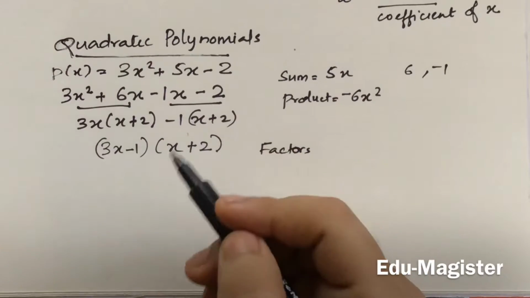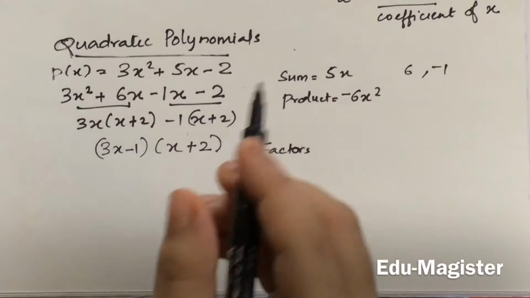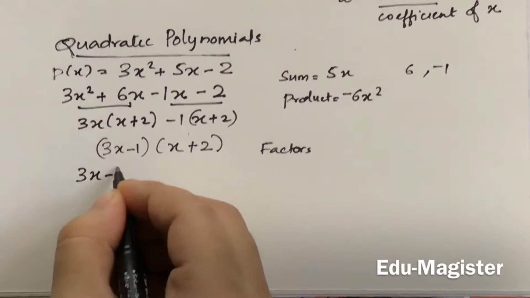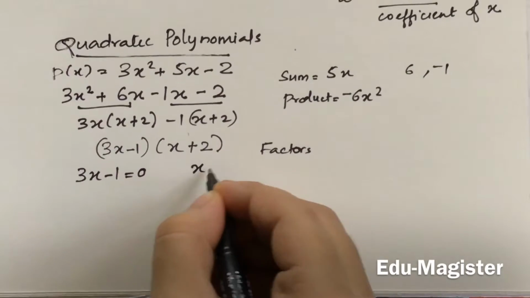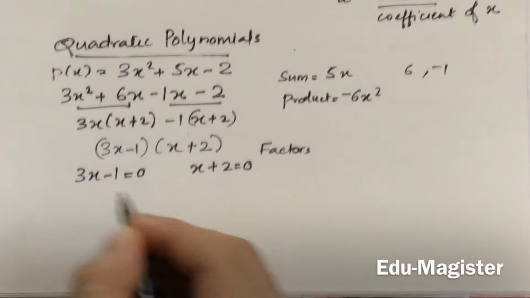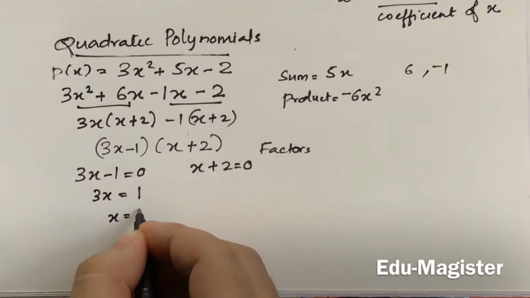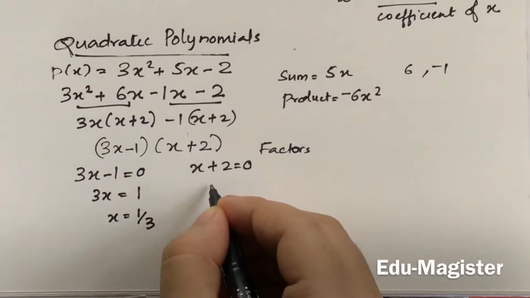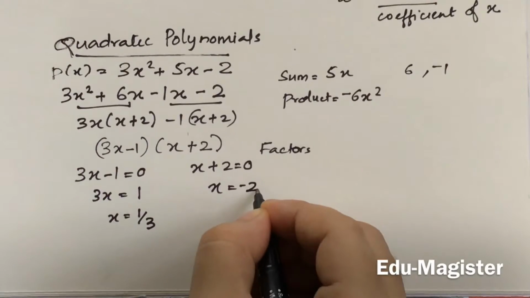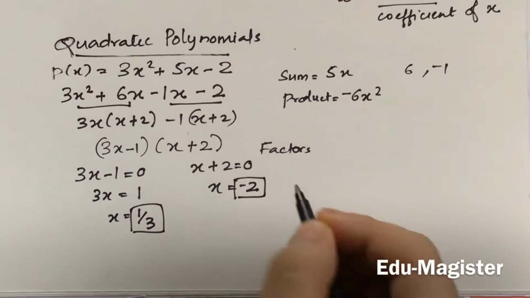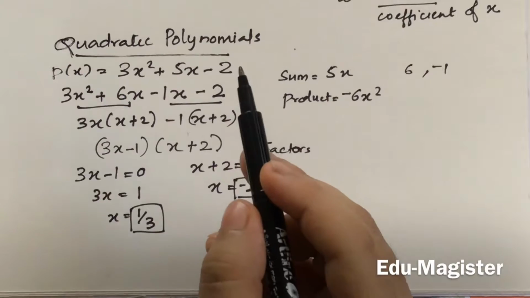Now how do we find the zeros? For that you have to equate both of these factors to 0. That is 3x minus 1 is equal to 0 and x plus 2 is equal to 0. So from this you get 3x is equal to 1 and x is equal to 1 by 3. And here x is equal to minus 2. So 1 by 3 and minus 2 are the zeros of this quadratic polynomial.